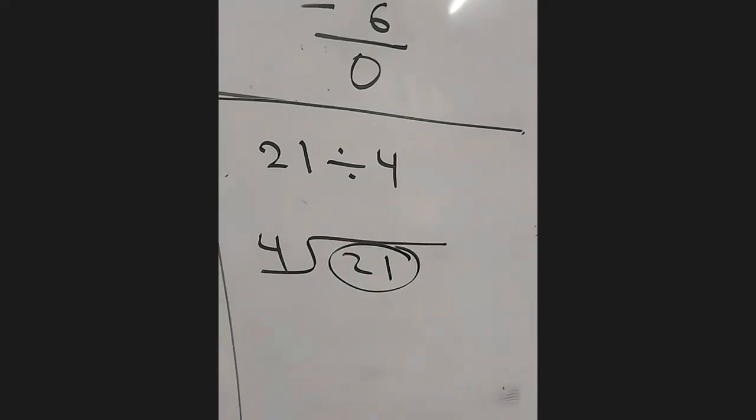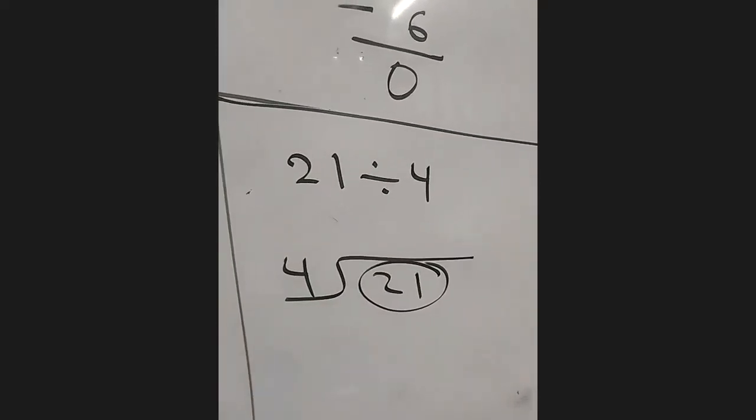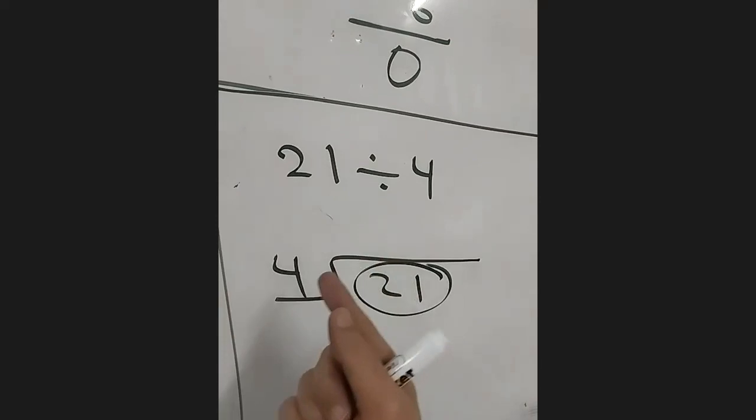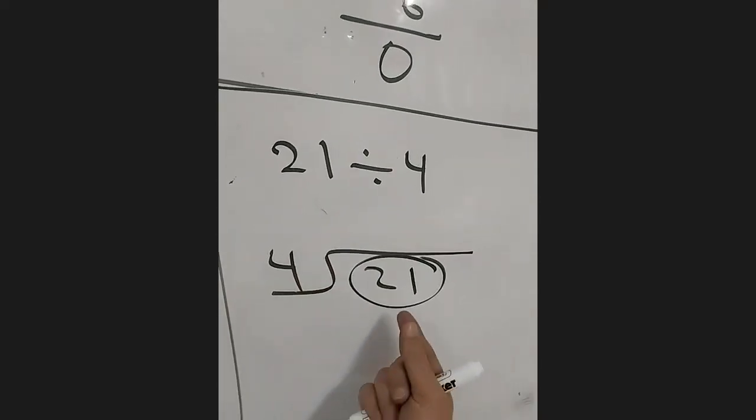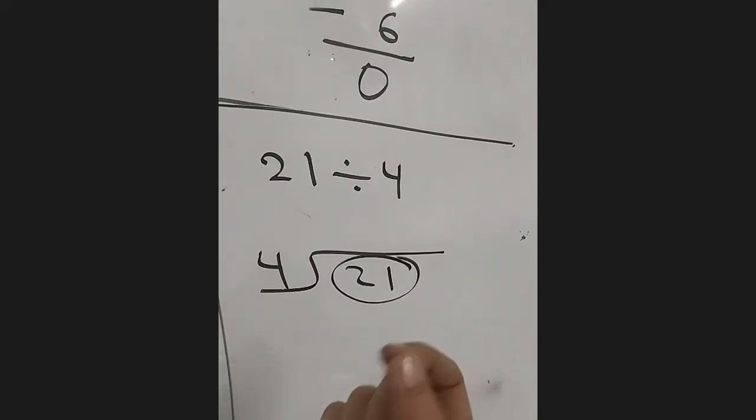Now I will ask you a question. 21 divided by 4. Give me a number that, if you multiply it with 4, you get 21 or less.